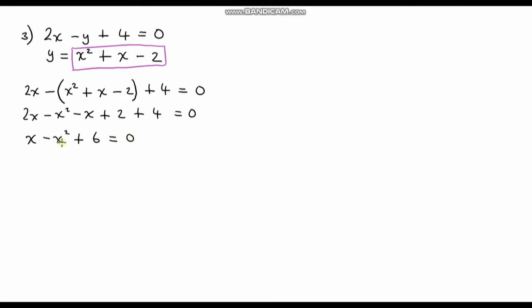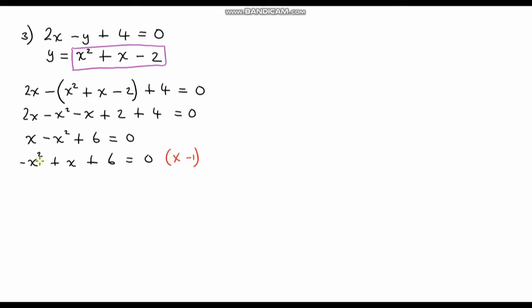So let's just get it in the right order. So I'm going to put the x squared terms first. So it's going to be negative x squared plus x, and then plus 6, and that equals 0. Now, I could solve it like this, but it's going to be much easier if I've just got x squared. So what I can do is multiply every term by negative 1. So let me write that down just to show you what I'm doing. I'm going to multiply each term by negative 1. That's absolutely fine, as long as I do it to the left and the right.